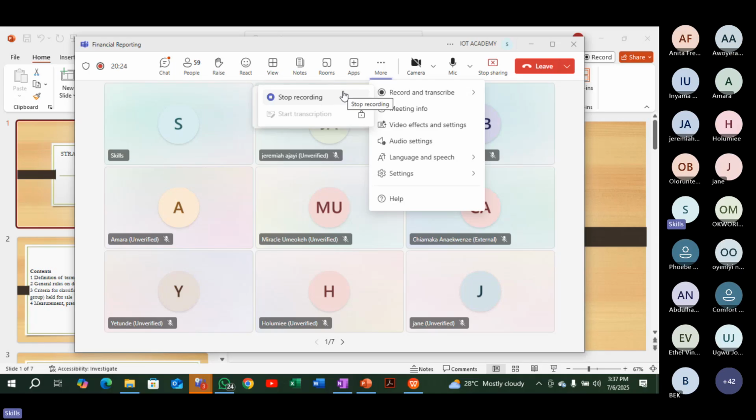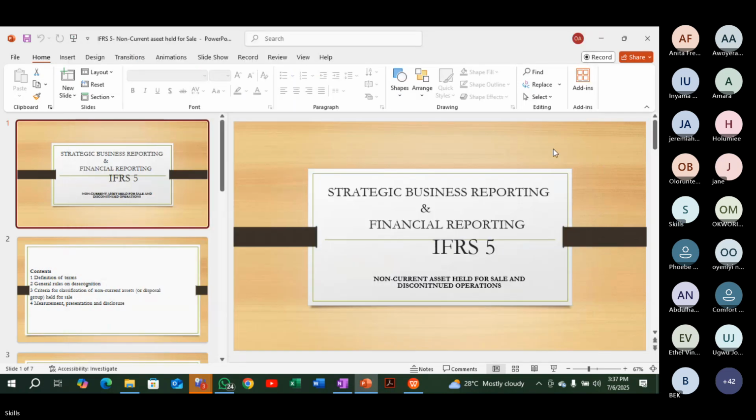Okay, fantastic. So accountants want to look into IFRS 5. What does it mean? IFRS 5 means non-current assets held for sale and discontinued operations. Believe me, accountants, we have different types of assets.